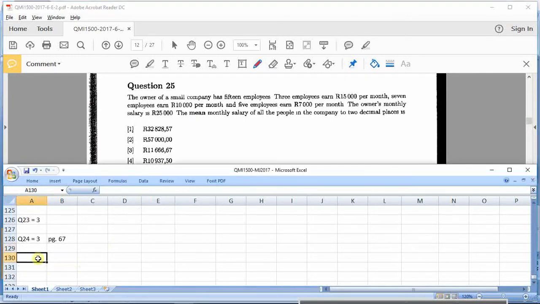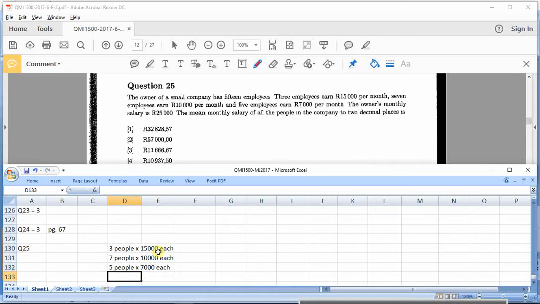Right, question 25. The owner of a company has 15 employees. 3 employees earn, okay, so 3 people times 15,000 each. 7 employees, 7 people times 10,000 each. 5 people times 7,000 each. The owner's monthly salary, owner times 25,000.